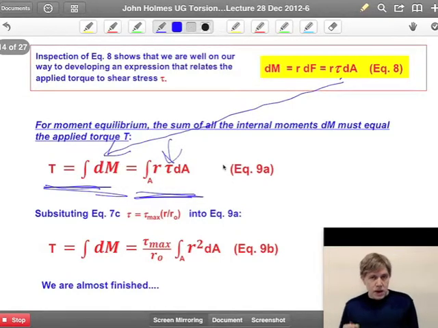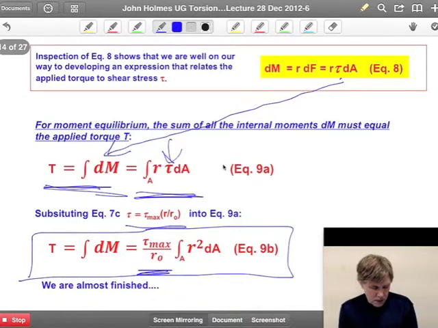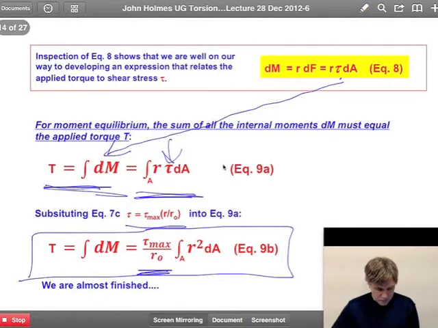Now, we know what the shear stress distribution is along the radius of the shaft. It's a function of radius, so let's stick that in. That was given by equation 7c from lecture A. If I then factor out tau max and r naught, which are constants, I end up with this expression. So I've now got a relationship between the torque and the shear stress developed in the shaft.